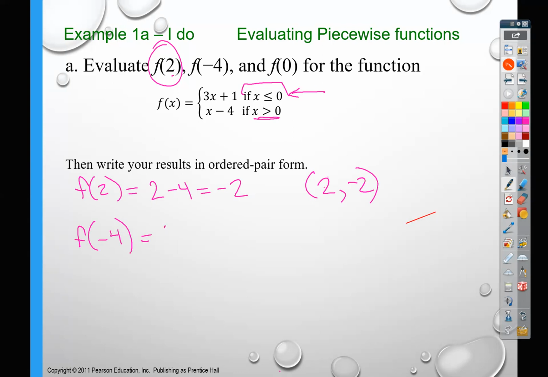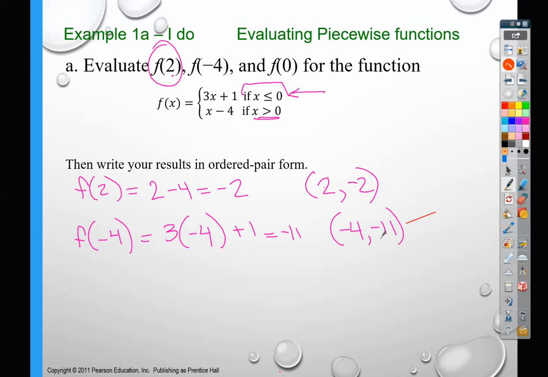All right, if I use f of -4, -4 is less than 0, so I'm going to use the first function. So 3 times -4 plus 1. So you see, I'm just substituting x with whatever I need to in the function. So that would be -12 plus 1, which is -11. So that ordered pair is going to be -4, -11.